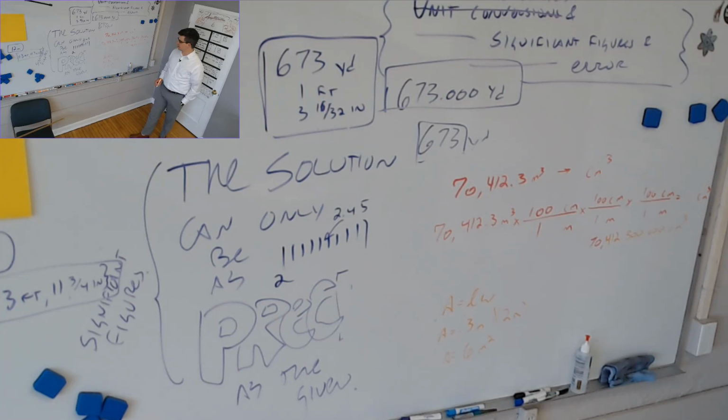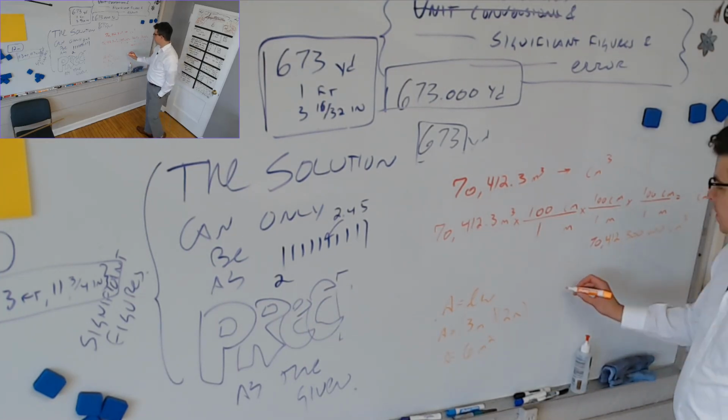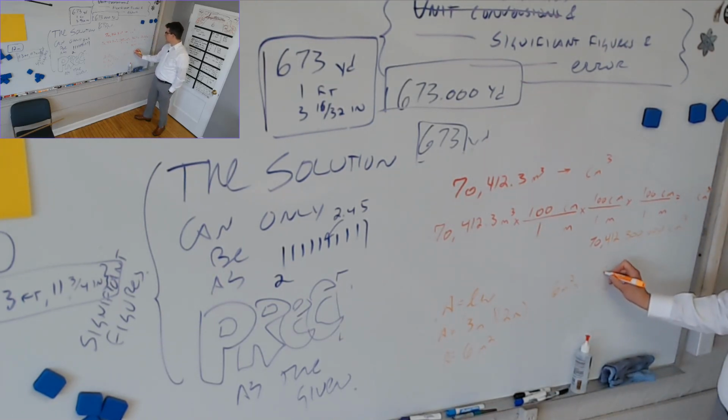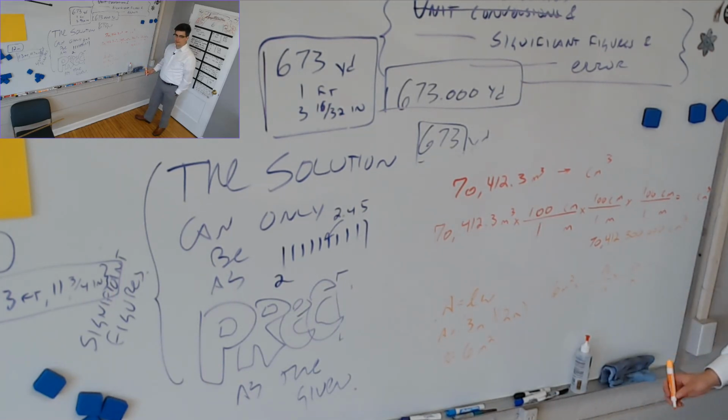Let's make it a little bit easier on ourselves. 6 square meters. I'm going to go from meters to feet, but I'm going to do it a second time. Why? The orange is not showing up super good, sorry.